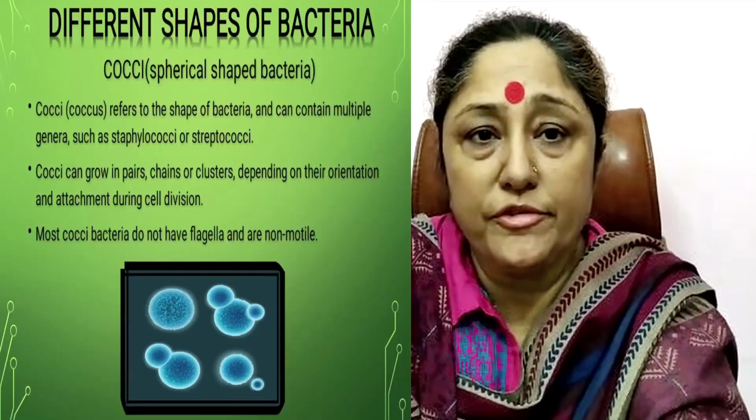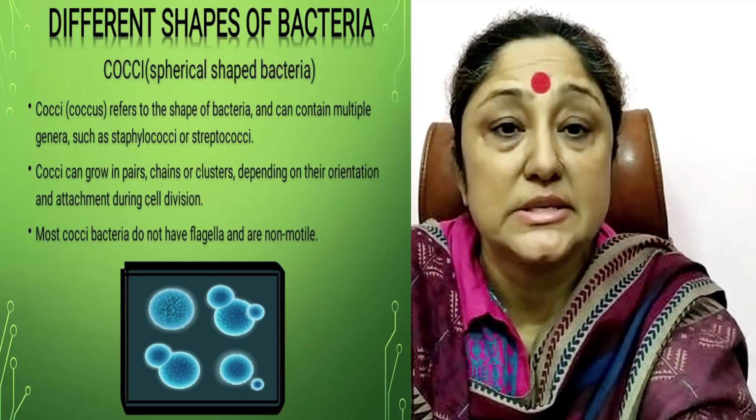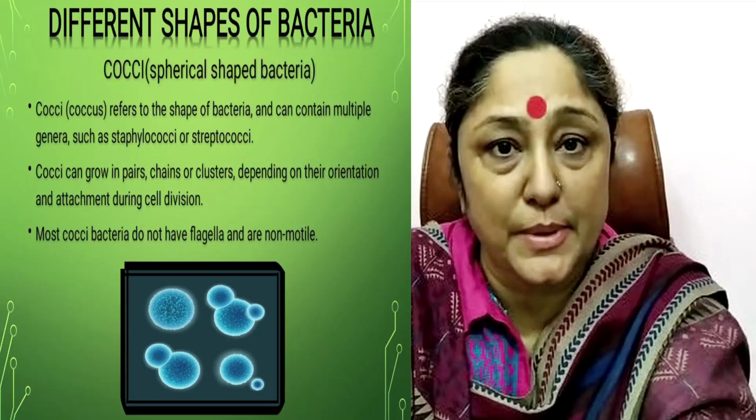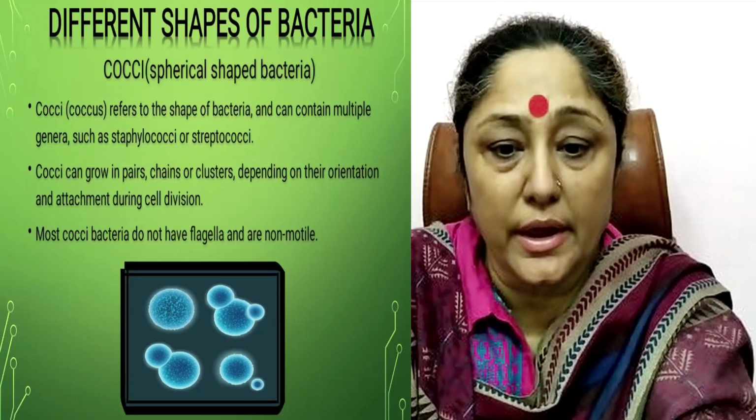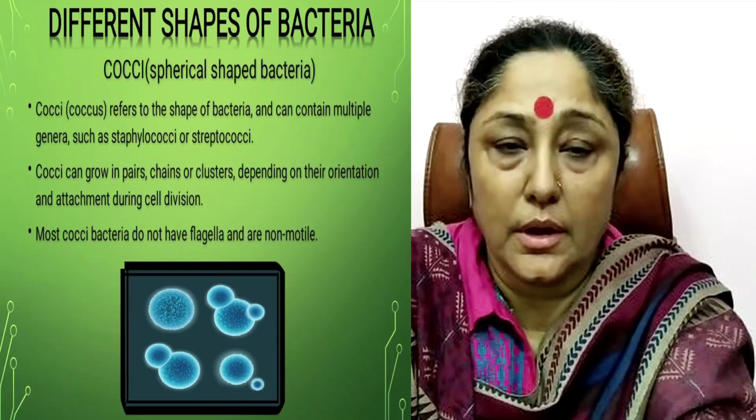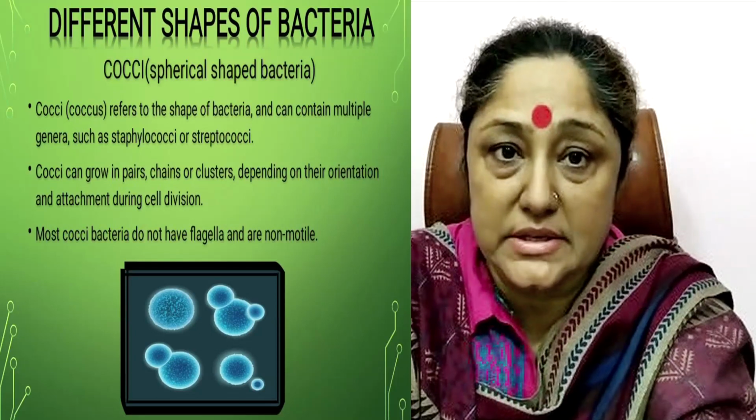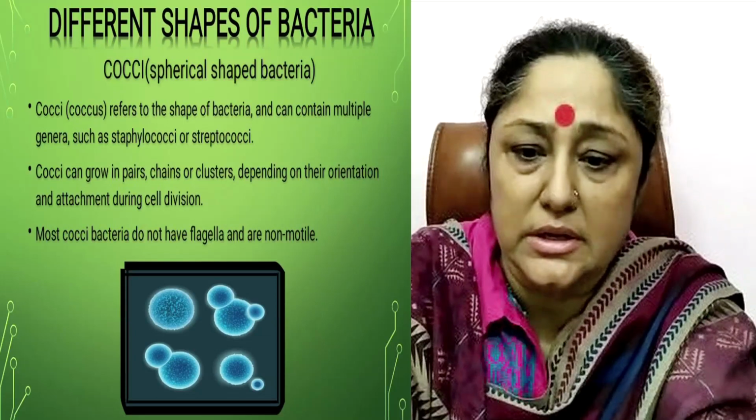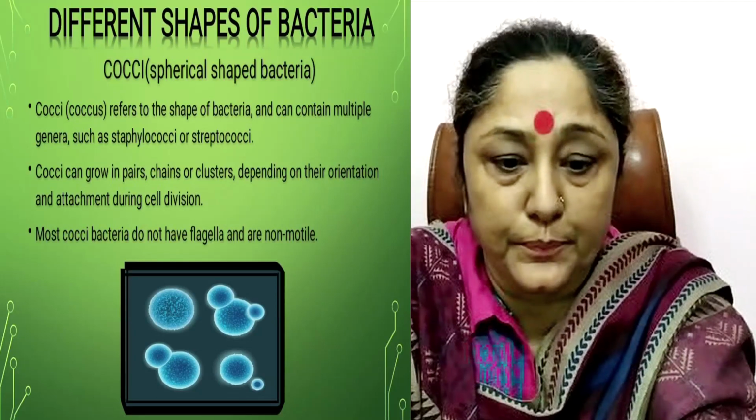Now we will go on to study the various shapes of bacteria. When we are studying about the different shapes of bacteria, we will first be dealing with the cocci, that is the spherical shaped bacteria. It contains multiple genera such as staphylococci or streptococci. Cocci can grow in pairs, chains or clusters, that is they can survive as a conjoined pair, or they can be in a long chain, or they can be grouped together in clusters depending on their orientation and attachment during cell division.